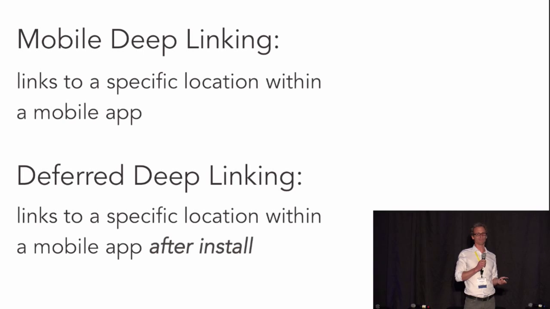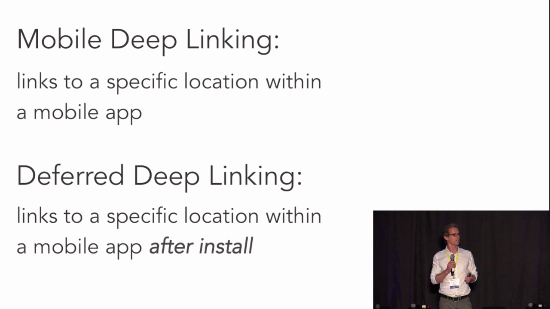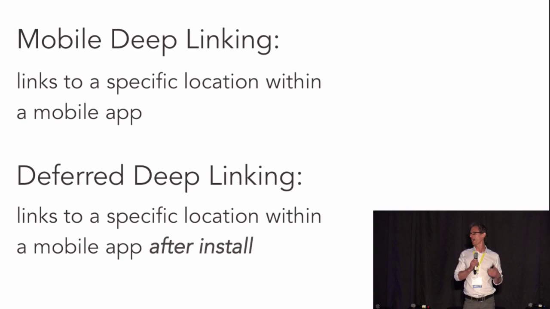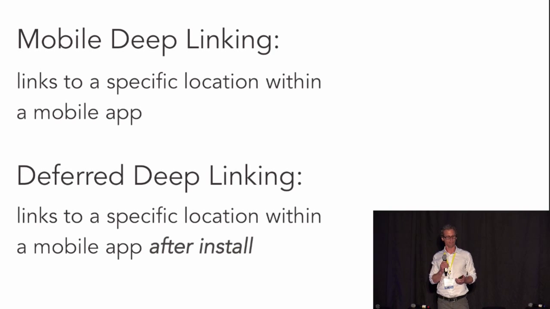Another form of deep linking that was mentioned earlier as well is deferred deep linking. This is more challenging technically, but from a user perspective, it's actually pretty simple. I click on that same link for jeans, I go to the App Store, and once I install the app and launch, I immediately go to that pair of jeans within the app.